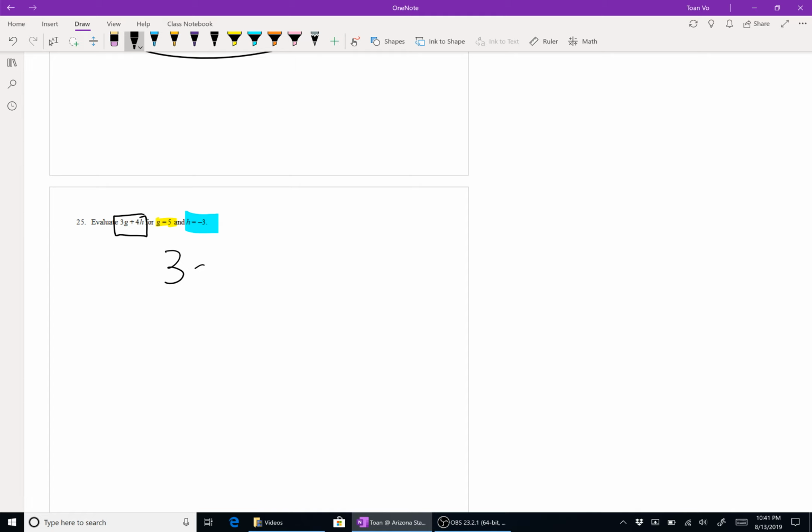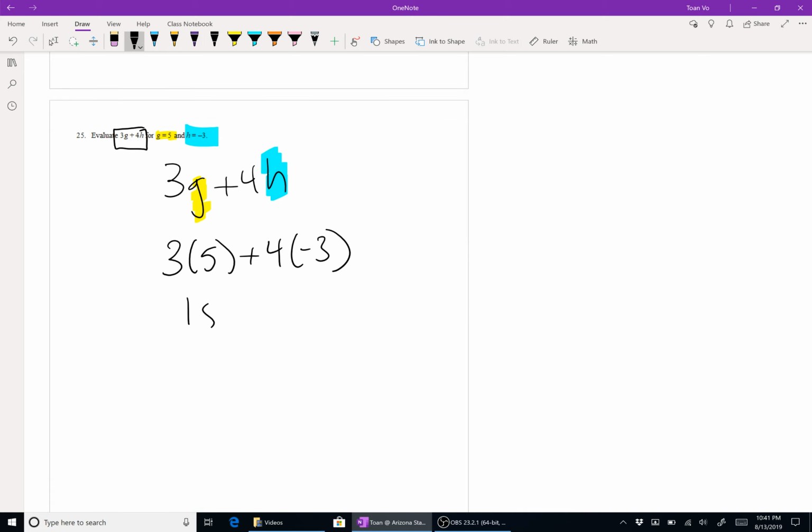So if I have 3G plus 4H, I have 3G was yellow plus 4H was blue. Wherever I see a yellow, put parentheses 5. Wherever I see a blue, put parentheses -3. And then all you've got to do is just do mental math, or if you need to, use a calculator. That's 15 minus 12, which is 3.